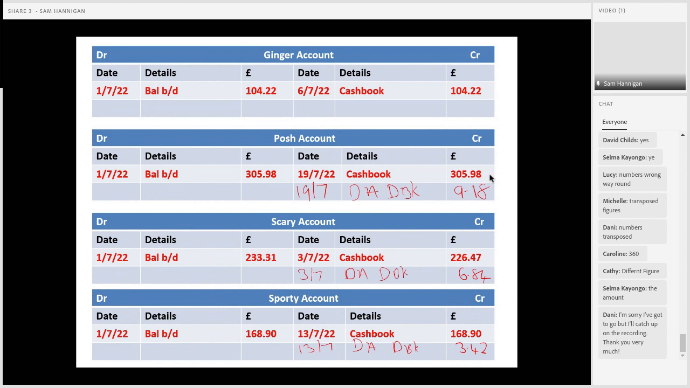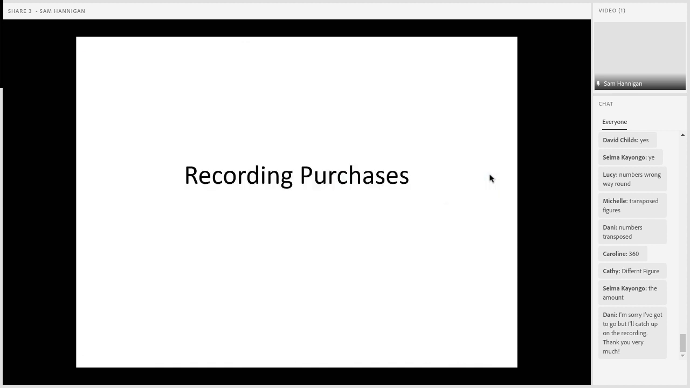Now, what I'm going to do is quickly go through the recording of purchases, because if we've done everything on sales, all we're doing is the opposite side for purchases. So if we're crediting sales, we're debiting purchases. If we credit sales VAT, we're debiting purchase VAT. So we're just going to do the opposite. So this bit won't take as long. It's just really refreshing what we've already been through.